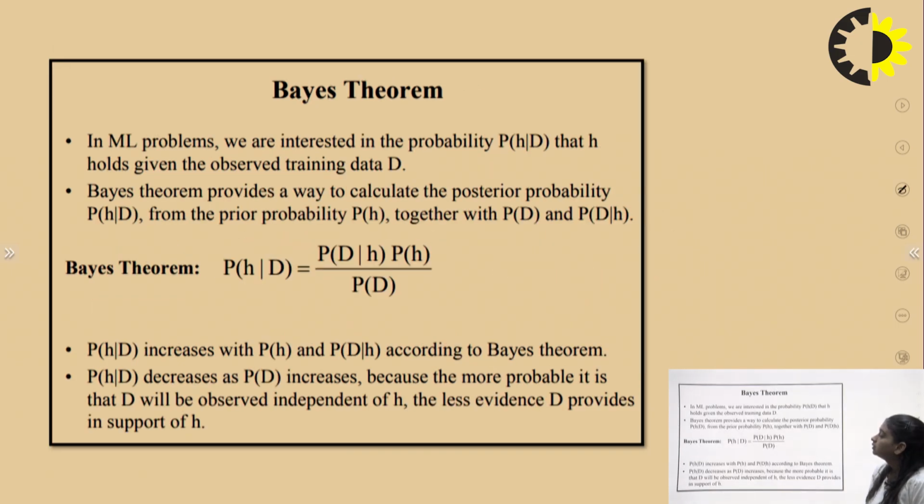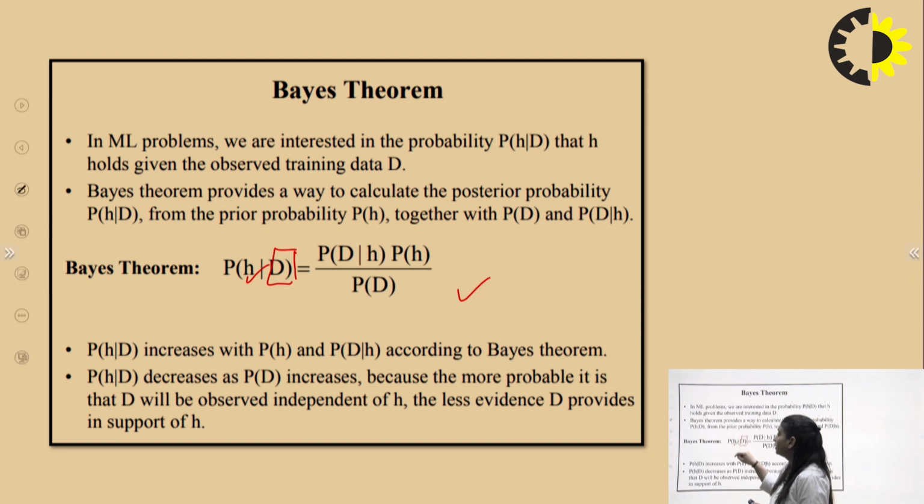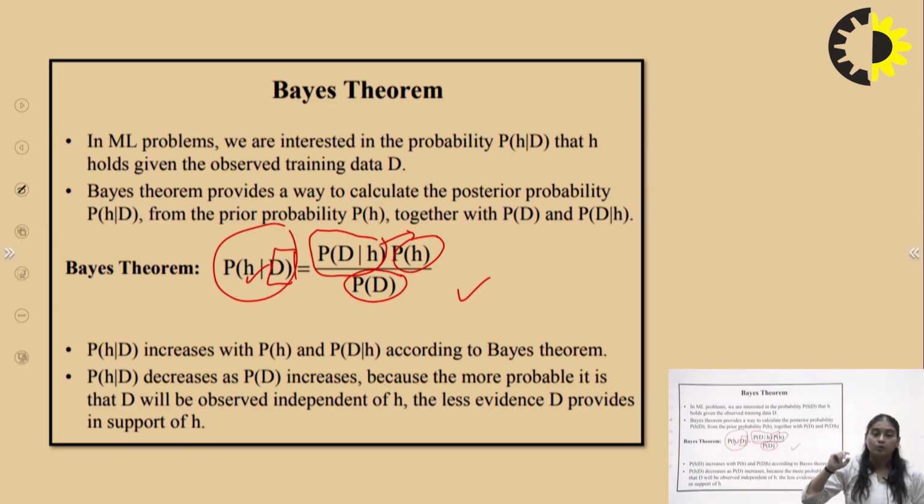Moving on, this is the main formula of Bayes theorem. It says that, after seeing data D, you are interested in finding out the probability of the hypothesis, whether it will hold or not. And then if you expand the formula, we have P(D|H) P(H) divided by P(D). So this term is the likelihood, this is the prior probability, and this is the marginal probability, and this term is known as the posterior probability. You just need to remember the names or the terms for these.